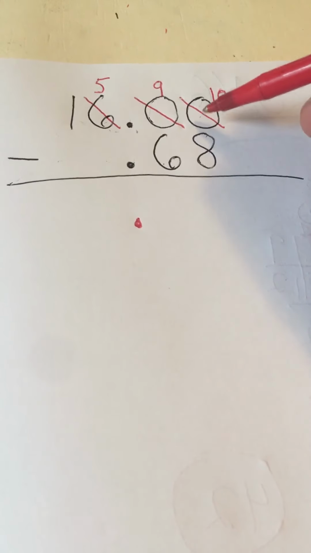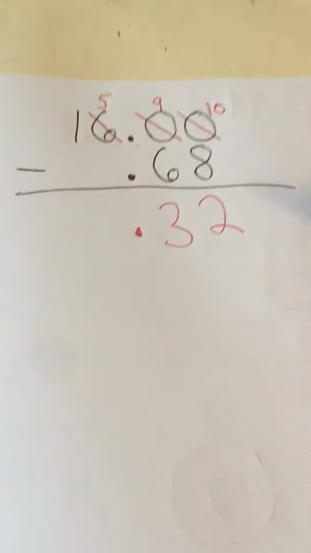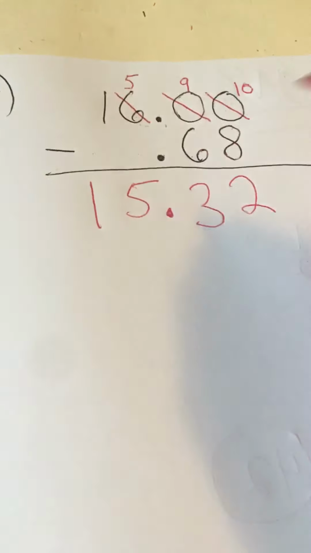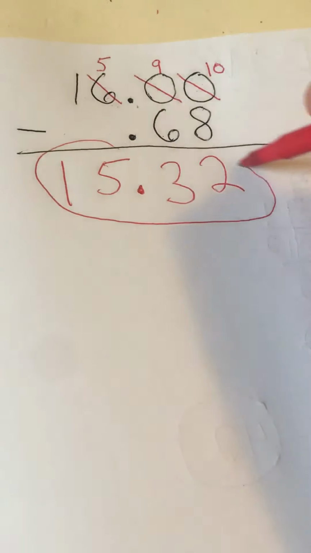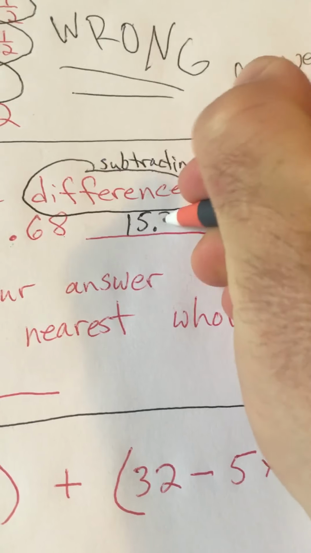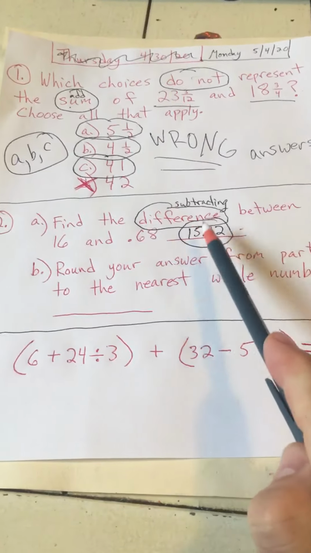So we're just borrowing. Can't do 0 minus 8, so this one becomes 9, and you take 1 away from that. Then you do 10 minus 8 is 2, 9 minus 6 is 3, and then we have 15 minus nothing is 15. So it's 15.32. That is the answer to part A. 15.32 is the difference between 16 and 0.68.